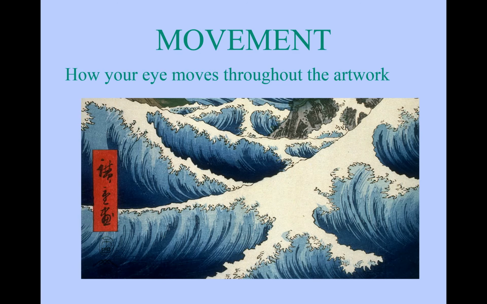Our next major principle is movement. This is how your eye moves throughout the artwork. So when we talk about our art elements, I see line and shape that help define the edges of the water and the crests that occur, and those lines and shapes help us lead our eye through the artwork.